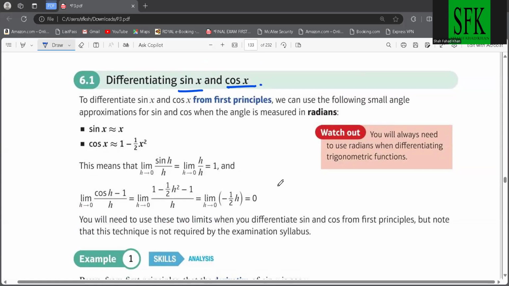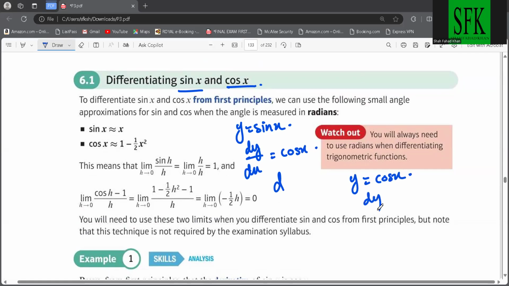First of all, you should be able to differentiate sin x and cos x. So what's the differential of sin x? If y equals sin x, the differential of sin x is always cos x. And if y is cos x, what's the differential of cos x? The differential of cos x is always minus sin x. These are the two differentials I'm assuming you all remember.